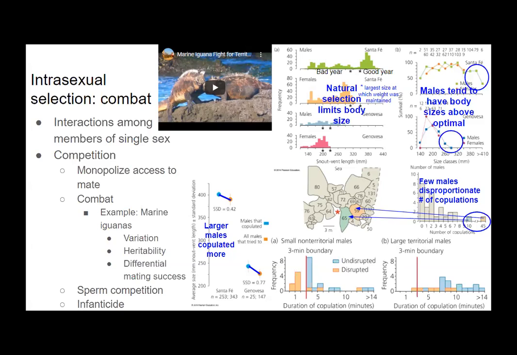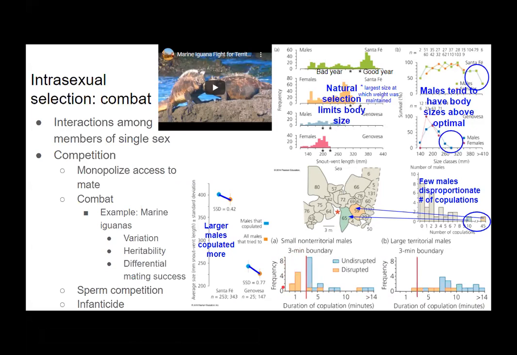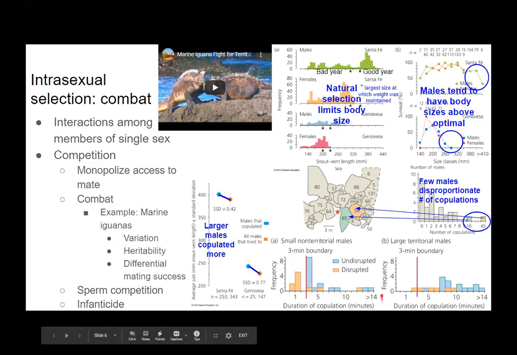There are ways around this. We have some sneaky males in this case. And sneaky males are the tiny males that come through, very quickly mate, and then move on. They don't hold their territory. So they don't hold territories, they don't fight. So in these two figures, we see the frequency of non-territorial males on the y-axis, and the duration of copulation on the x for the small non-territorials, and here for the large territorial males.